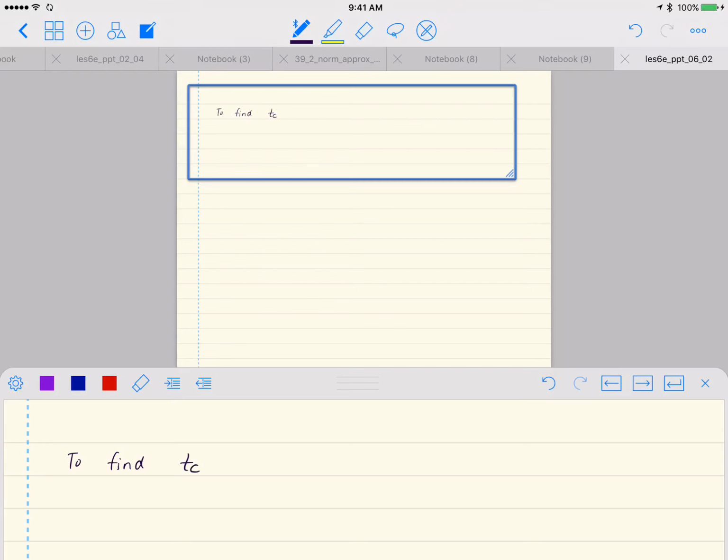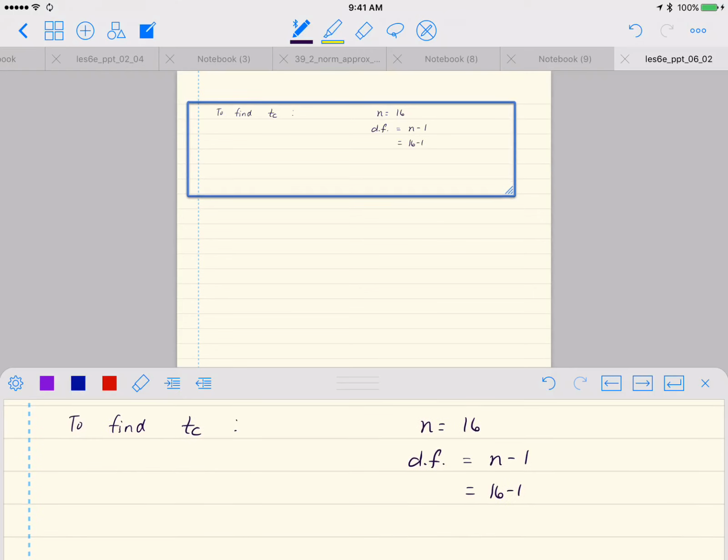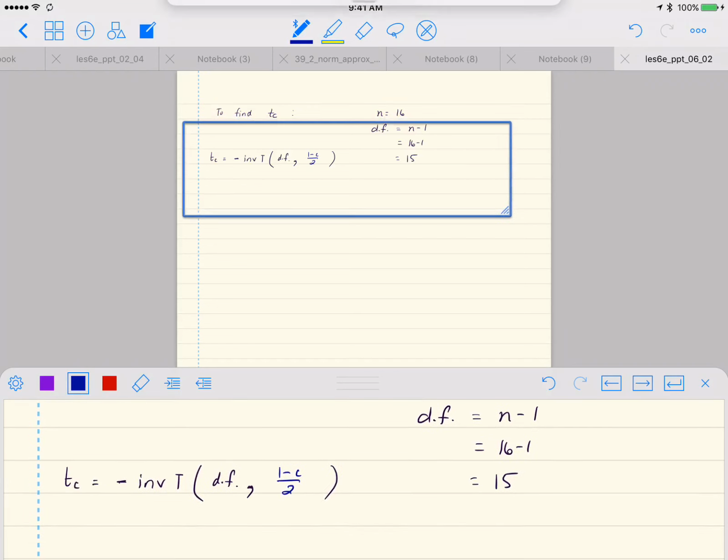Okay, so I need to know that since N is equal to 16, my degrees of freedom are going to be N minus 1, which is 16 minus 1, which is 15. Right? Because to find my TC, I'm going to use inverse T, and I need my degrees of freedom, comma, that cumulative area. So it's going to be comma 1 minus C over 2. Okay. So I get inverse T. Degrees of freedom is 15.